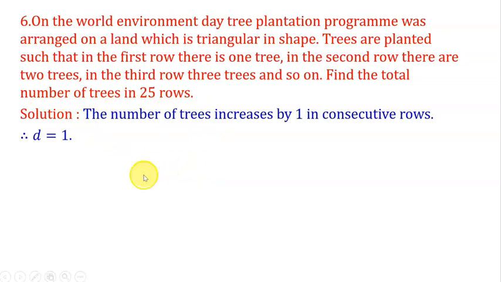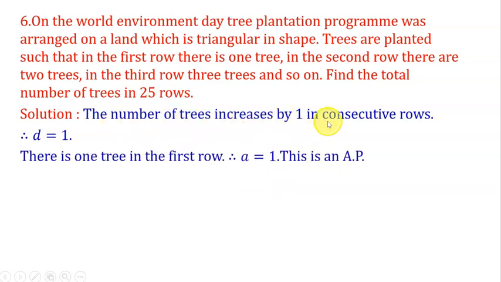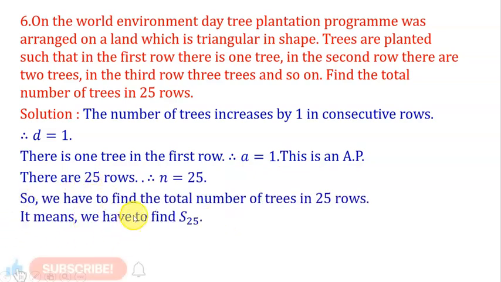Okay. Now here, in the first row one tree will be planted, in the second row two, in the third row three, and in this way there are 25 rows. There the number of trees increases by 1 in consecutive rows, and therefore d is equal to 1. There is one tree in the first row, therefore a is equal to 1. This is an AP. There are 25 rows, therefore n is equal to 25. So we have to find the total number of trees in 25 rows. It means we have to find S25.